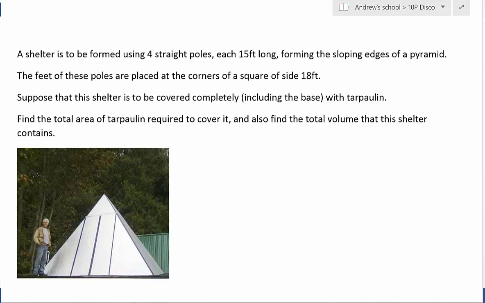This question addresses all the important considerations dealing with pyramids, volumes, and surface areas. Please take a minute to read it. So basically we're asked to find the volume and total surface area including the base of such a pyramid.